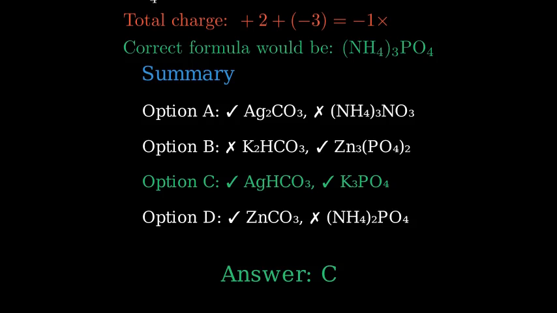Let's review our findings. Option A. The first formula is correct, but the second formula is incorrect. Option B. The first formula is incorrect, but the second formula is correct. Option C. Both formulas are correct. Option D. The first formula is correct, but the second formula is incorrect. Therefore, the answer is C, silver bicarbonate and potassium phosphate.